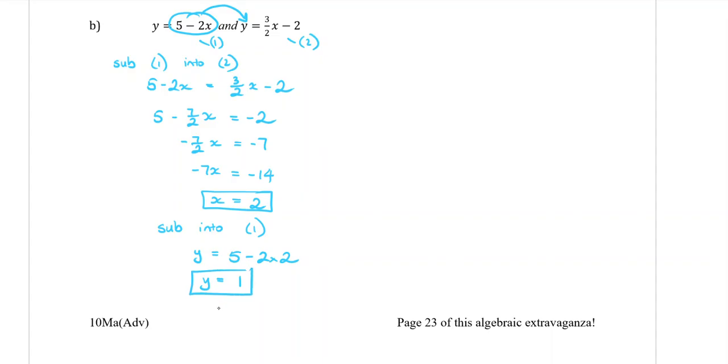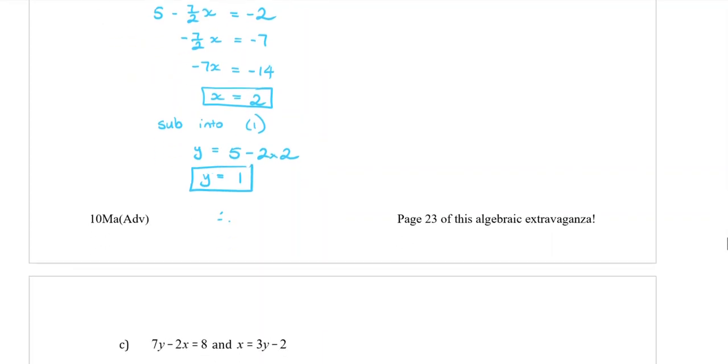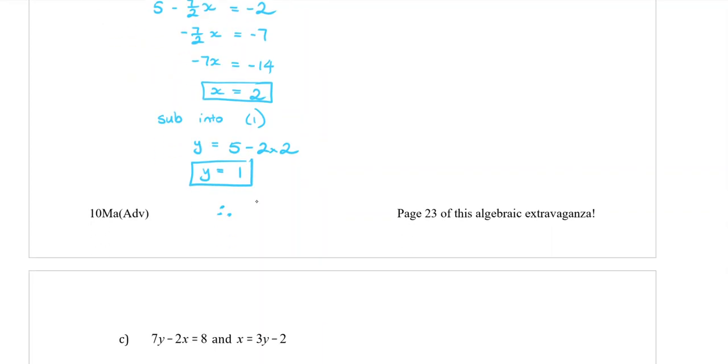So my point of intersection, and I would like you to always write it as a point at the end, is that x is equal to 2 and y is equal to 1.